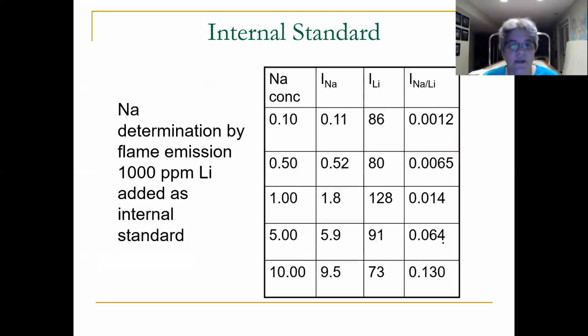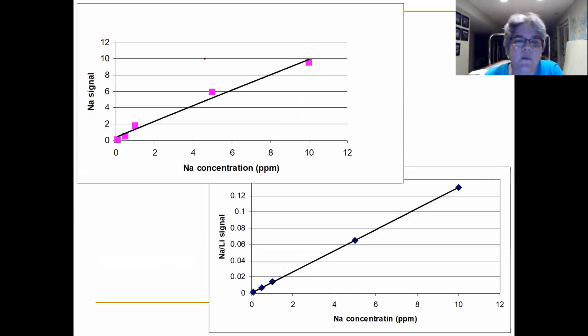Another example of the same thing. Here we're determining sodium. And so here they've actually got different concentrations. And so we've got the measurements for sodium and for lithium. Now, if we just look at these numbers, we don't really see that there's a problem. But notice the calibration curve for just the sodium. Again, this is not a good curve. The points are, some are high, some are low, they're all over the line. So this again is that problem of instrumental drift.